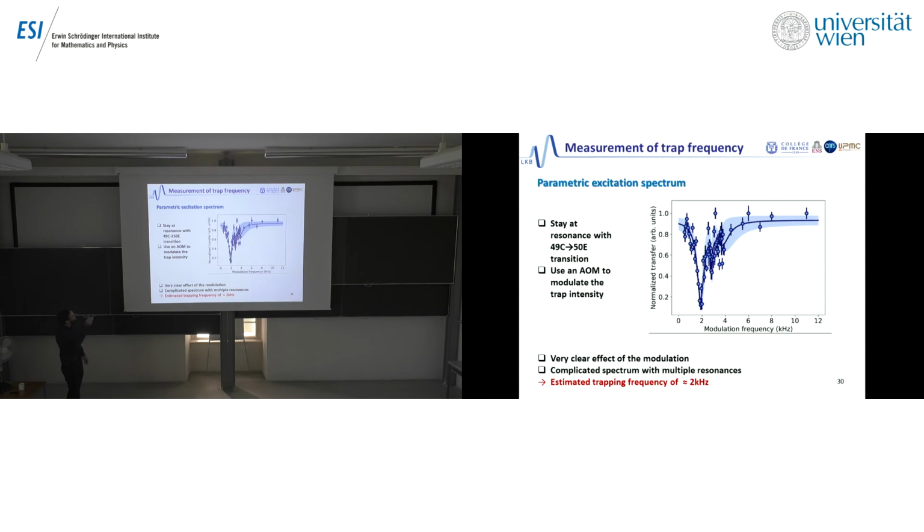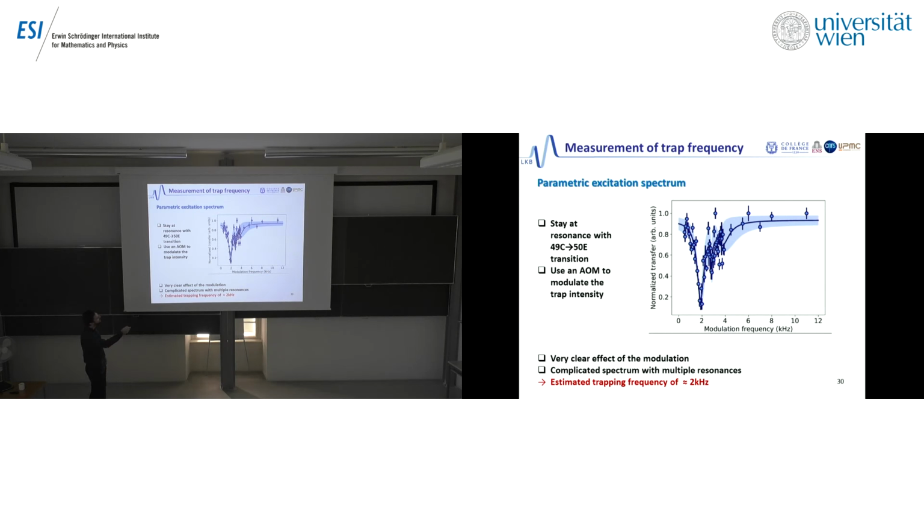And the way that we chose is to parametrically excite the atoms out of the trap. So what you do is you modulate the depth of your trap and you parametrically drive the motion of the atoms inside the trap. And when you hit the right frequency, which is the resonance frequency for the atoms in the trap, they get expelled out of the trap. And now if I show you basically the population of atoms in the trap as a function of the modulation frequency, you see a very clear peak here, which again is sort of a smoking gun that we have trapped these atoms.